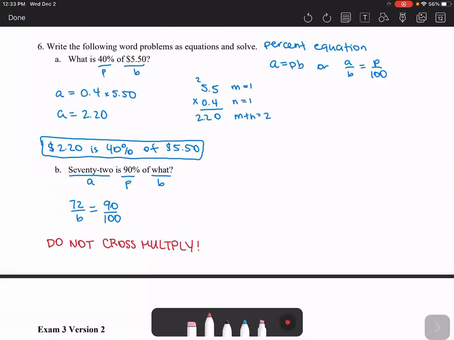So don't do it on the final because I'll take points off. We're not going to cross multiply. Instead, we can use equivalent fractions or clearing denominators. There are lots of other strategies that we've used throughout this course other than cross multiplying. Okay, so first I'm going to look at this 90 over 100 because I can simplify this. 90 over 100 can be written as 9 over 10.